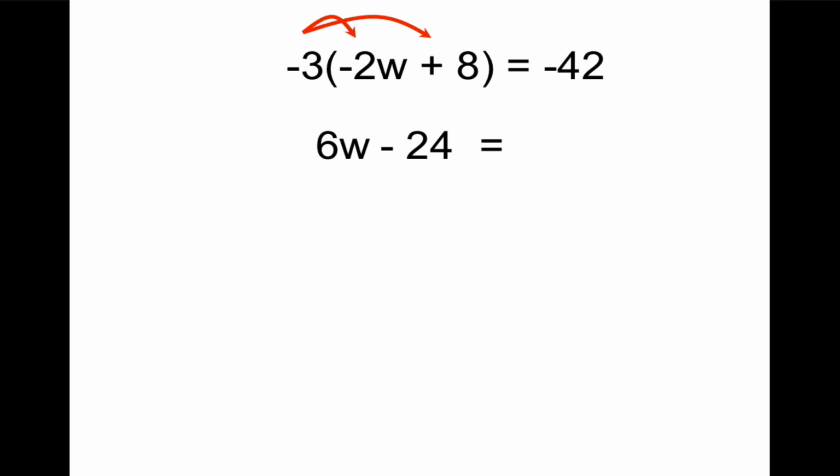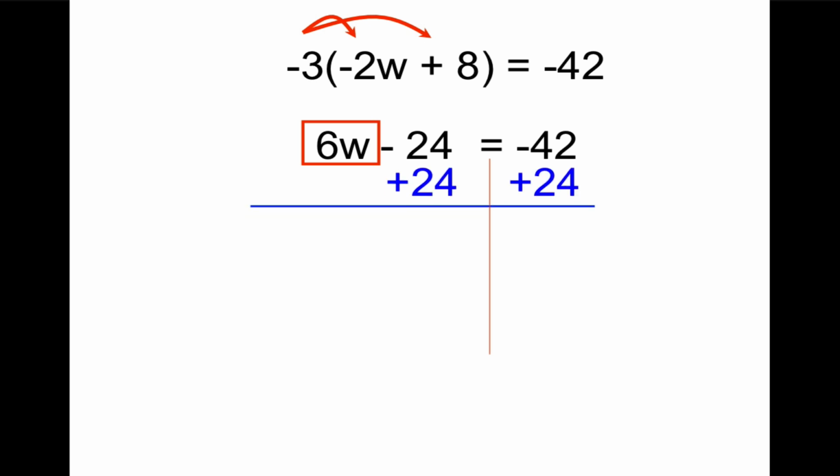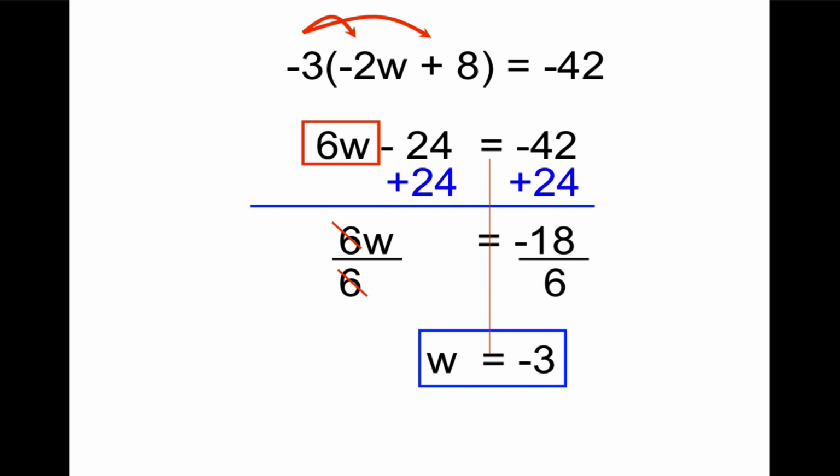And then we copy equals negative 42. Once again, our multi-step equation, the last two steps become a two-step equation. So we put the line coming down. I like to always box out the term with my variable, and I know I'm going to isolate that term first. So add 24 to both sides. Therefore, 6w equals negative 18. Last step, divide both sides by 6. 6 divided by 6 equals 1. That's 1w equals negative 3.